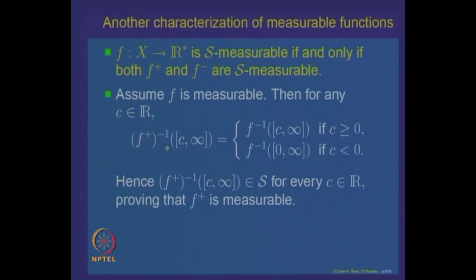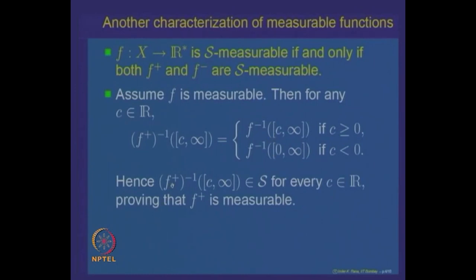So, this inverse image of the closed interval c to infinity under f plus is nothing but the inverse image under f of the interval c to infinity if c is bigger than or equal to 0, because in that case f of x is always going to be positive. And it is equal to the inverse image of the interval 0 to infinity if c is negative, because then we do not want to look at the remaining part. So, in either case, because f is measurable, both these sets are in the sigma algebra.